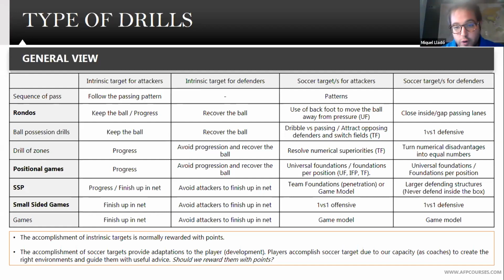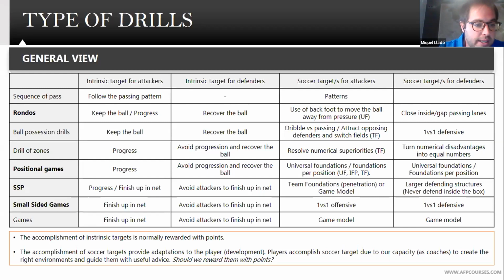What can we work on in rondos? In rondos, mostly, we should work on individual foundations. For example, here in this table, I have written the use of the back foot to move the ball away from pressure. But the same as I have written this one, I could have written that we will use a rondo to work on the concept ball never stops, or that we will use the rondo to work on the concept speak through the ball, or body profile, or visual fake. But the concepts that you normally train when you use a rondo, all of them, are universal foundations.